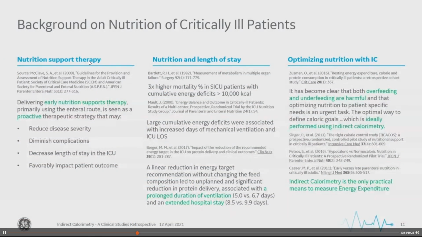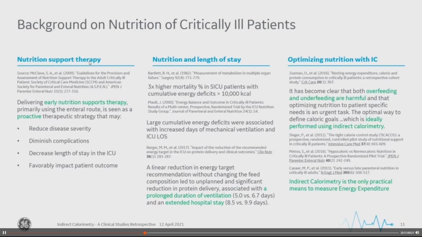So the first is nutritional support. I mentioned this just a few slides ago. Nutritional support is ideal to be started within the first 48 to 72 hours. That is when resuscitative phase has ended. The patient is quote unquote out of the woods, whether or not that is within the first, say, 24 hours of burn management, of sepsis management, or trauma care, or post-cardiac surgery. You get the picture. So ensuring that the early nutritional support, primarily enteral, has been deemed to be proactive to reduce issues with regards to disease severity, reduce complications, decreasing length of stay, and then there's favorable impacts on patient outcomes. And the source is McClave.